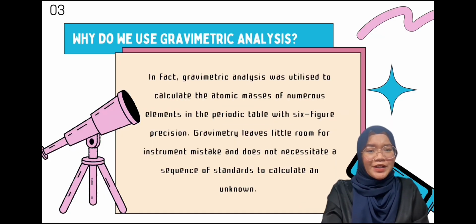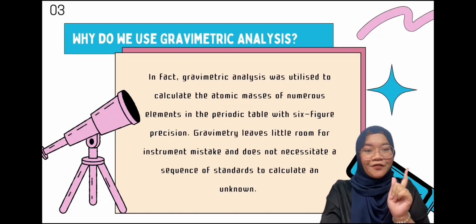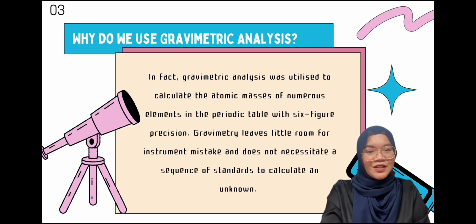Why do we use gravimetric analysis? In fact, gravimetric analysis was utilized to calculate the atomic masses of numerous elements in the periodic table with six-figure precision. Gravimetry leaves little room for instrument mistakes and does not necessitate a sequence of standards to calculate an unknown.